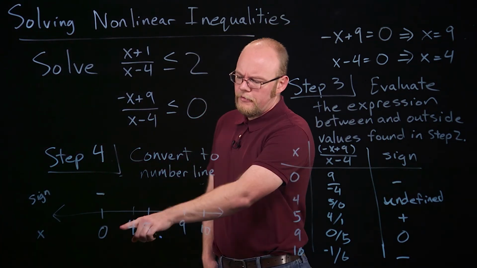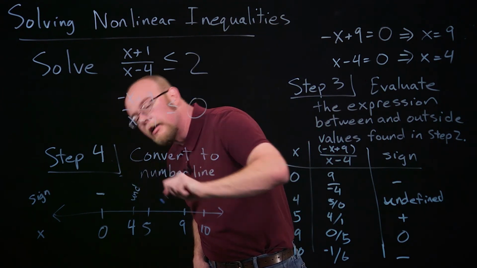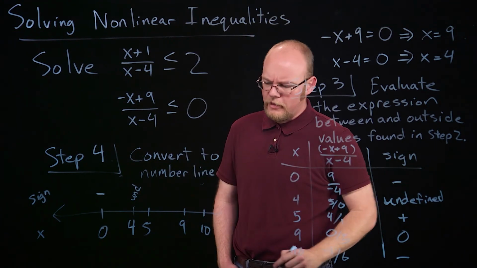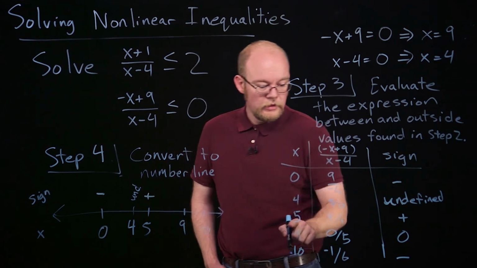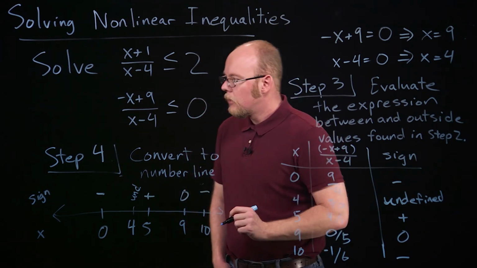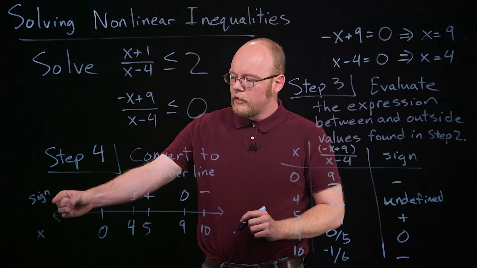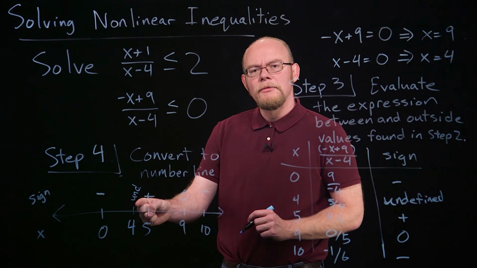Above the 4, the expression is undefined, so I'm going to write that as UND. That's just short for undefined, because if I keep writing it, I'll hit the step that I wrote right here. At 5, it's positive. At 9, it's 0. And at 10, it's negative. Now what this is telling us is that to the left of 4, this expression is negative, and the only time it can switch sign is once it hits an undefined point.